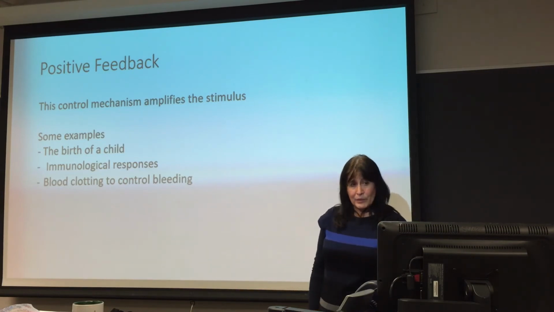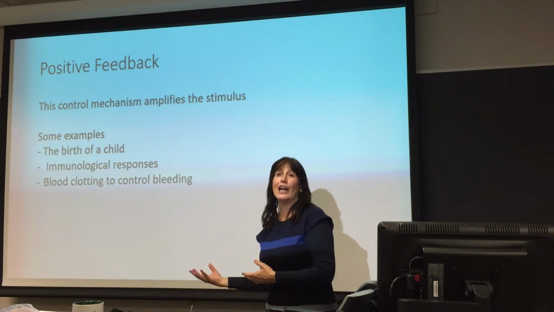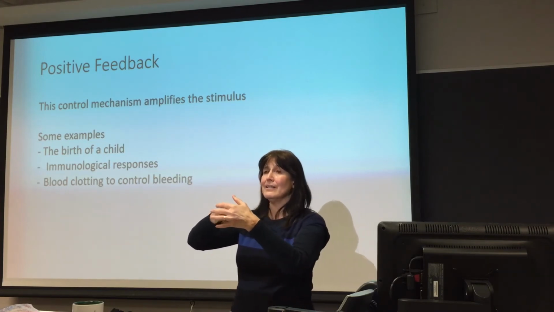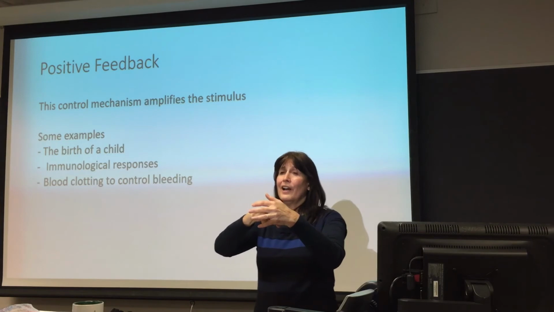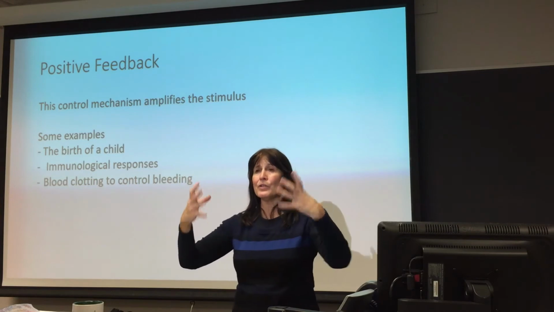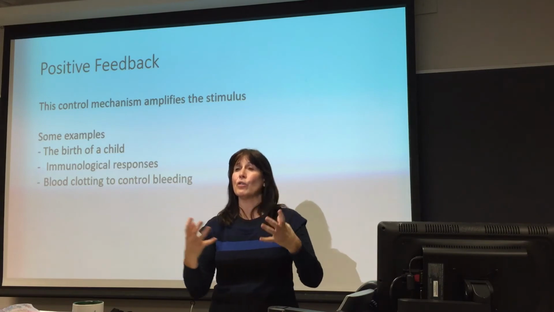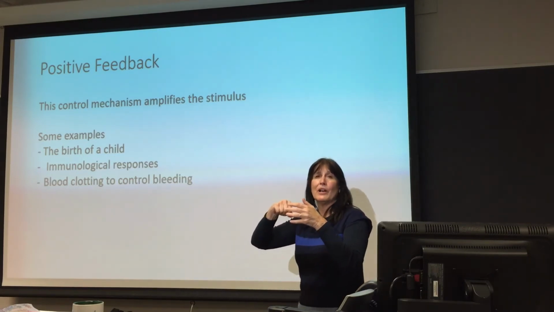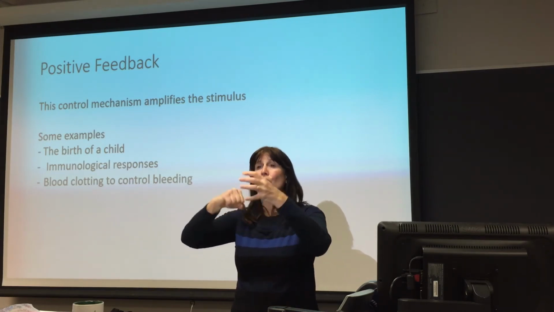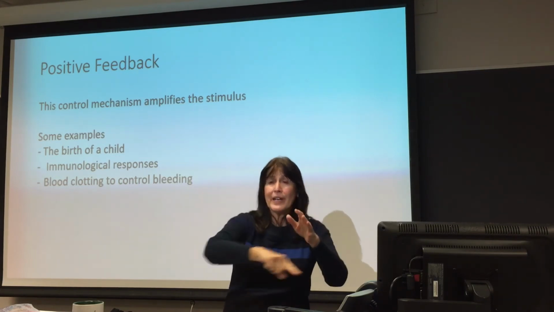So I put a few examples here. One very common one that people talk about is the birth of a child. Okay, so the child is in the uterus and it begins to hit up against the wall of the uterus, and it sends these impulses through the neurological system to the brain, and it says, okay, we're going to secrete more oxytocin, okay, and that's going to make the contractions go harder.